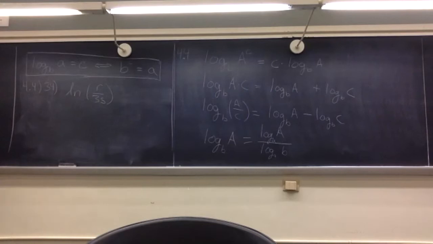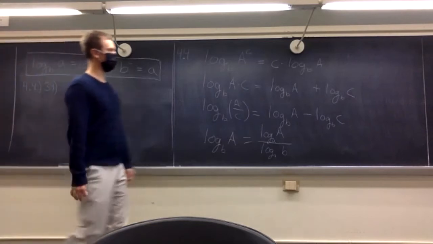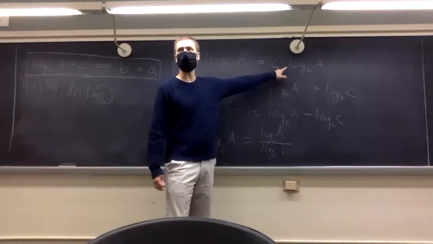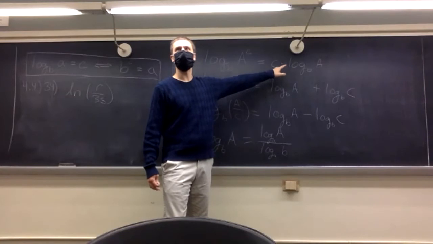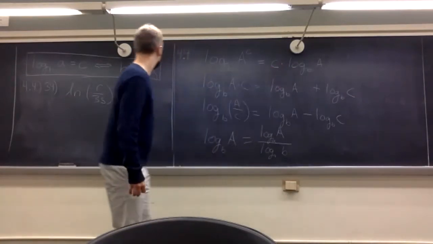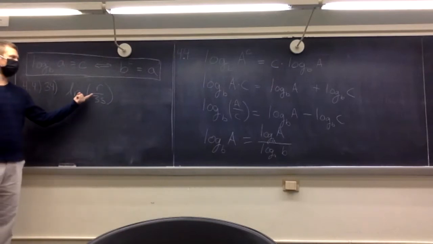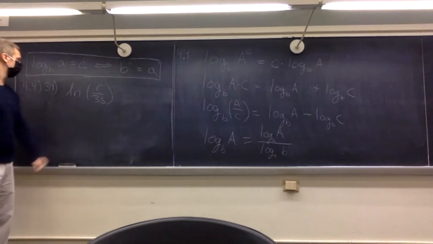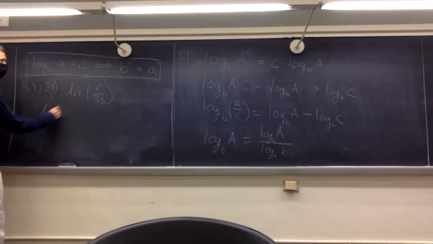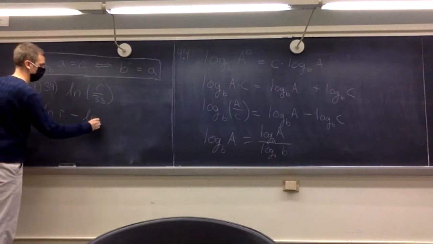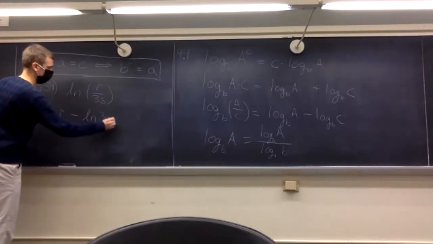But when they say to expand the logarithm, what they're really saying is they want it in terms of sums and differences. Okay? And any obvious powers are also taken. There's no obvious powers in here, so we're not going to use that top rule. But there's an obvious quotient. So let's take care of that. This is the natural log of R minus the natural log of 3S.